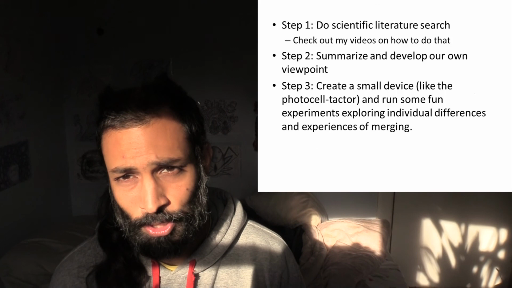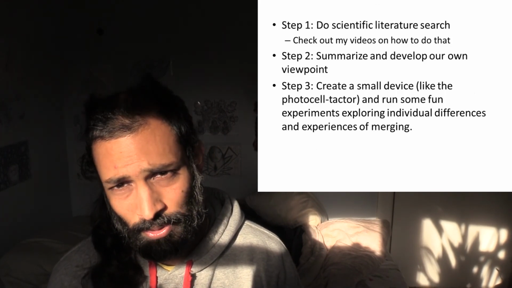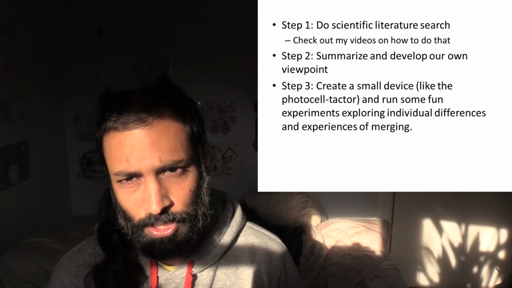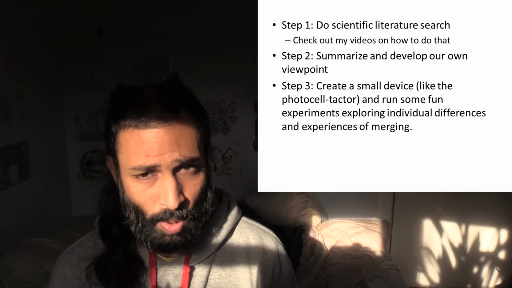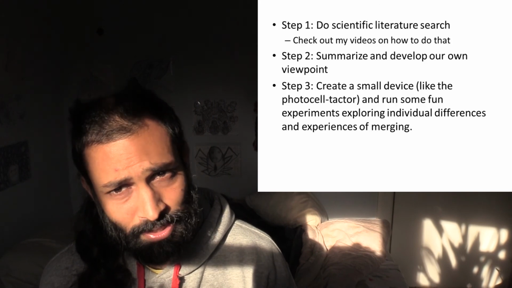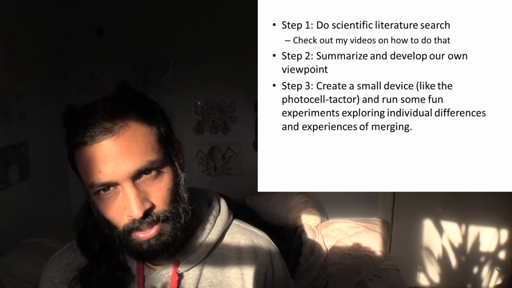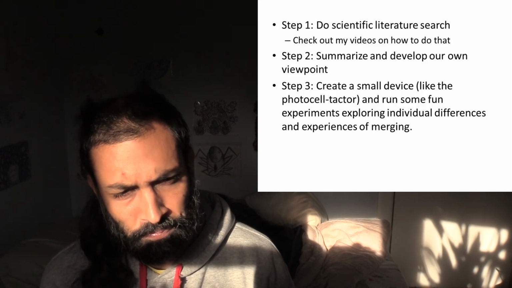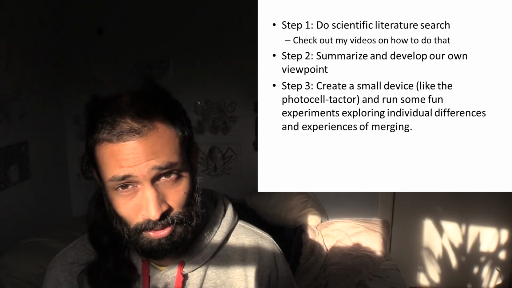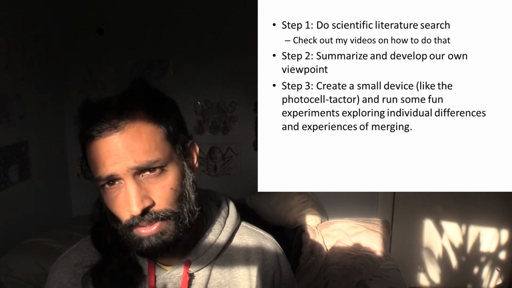Here are 3 steps. The first is we need to do some scientific literature search, and I've actually made a video series on how to do that, so I'll put a link to that in the description as well. We do a scientific literature review to answer some of these questions, and really find where the questions to be asked are, where things have already been found, and how we add on to the body of science that's already been done. Then step 2, once we've done that, we will summarize it. We can make a video. Anyone who wants to collaborate on that video, I'll totally be down for that, and then develop our own interesting viewpoint.